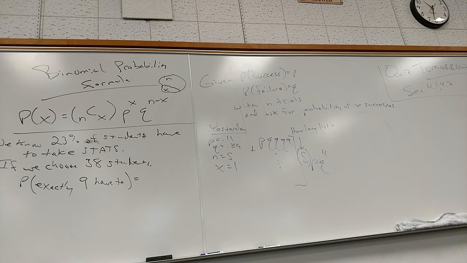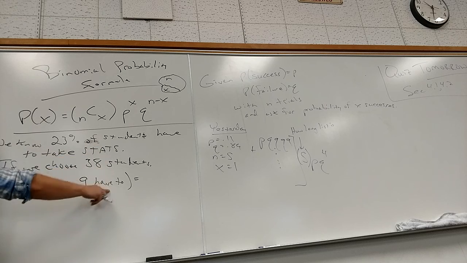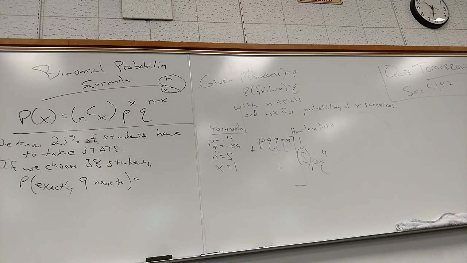Well, what's N? 38. Always the total number of things. What's P? 23%. It's the probability of success, and I'm looking for people that have to take stats, so it's 0.23. So what's Q got to be? 1 minus 23. So it's 0.77. And then what's X in this case? 9. I love it.